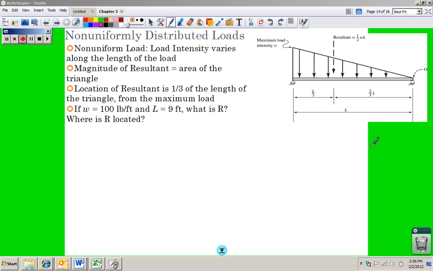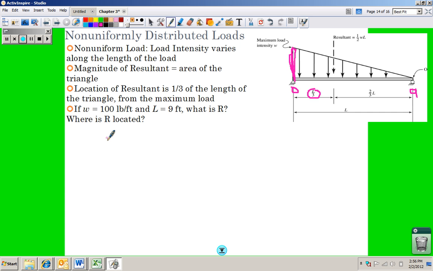Now where is it going to be located? The resultant is going to be located 1/3 of the way from the fat end of the triangle, or the maximum load intensity. So if this is 0, and this is 9, let's work out this question.